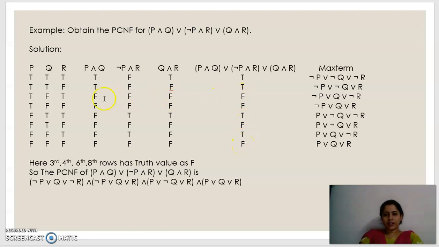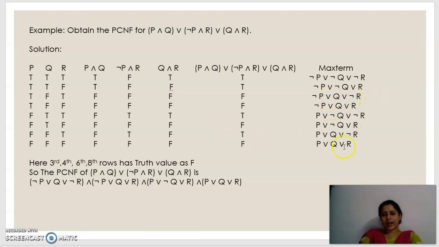So take the third row. What are the P, Q, R values? P true, Q, R are false. Sorry, Q and R are true. So just take the reverse of this. That means false, true, false. False, true, false means not P, Q, not R. So that's why for the third row you will get not P, Q, not R connected by OR.